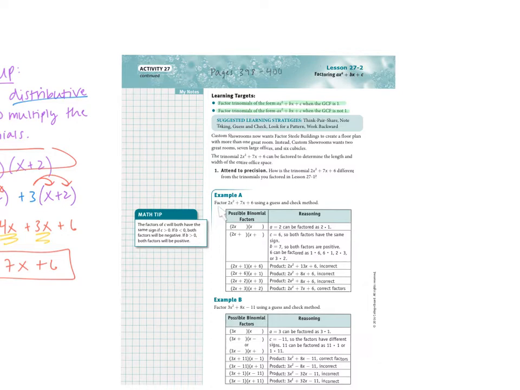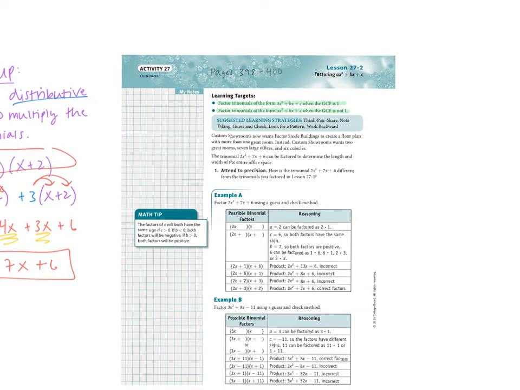All right, so starting up here, Custom Showrooms now wants Factory Steel Buildings to create a floor plan with more than 1 great room. Instead, Custom Showroom wants 2 great rooms, 7 large offices, and 6 cubicles. And they're going to signify this with the trinomial 2x squared plus 7x plus 6. And we're going to try to figure out how to factor it to determine the length and the width of the entire office space. Okay, awesome. That's looking good. Well, we're going to see how in this example, they show us right here, how we're able to factor it.